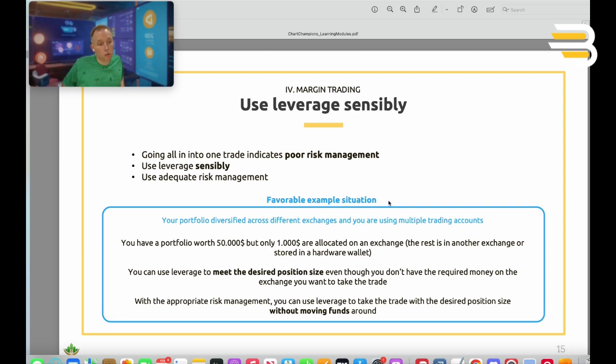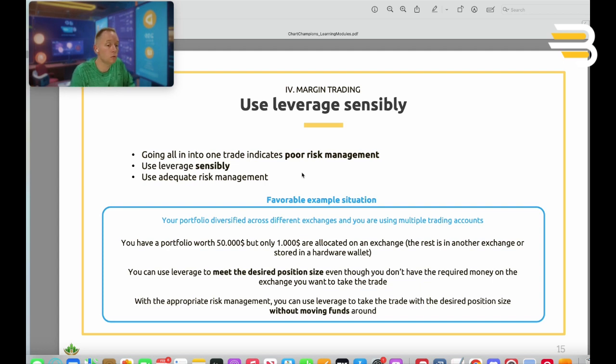So when we're leverage trading, we want to use leverage sensibly. We want to use adequate risk management. Here's a favorable example. Your portfolio is diversified across different exchanges using multiple trading accounts. You have a portfolio worth, let's say, $50,000, but only $1,000 is allocated on an exchange. The rest is in another exchange, stored in a hardware wallet.